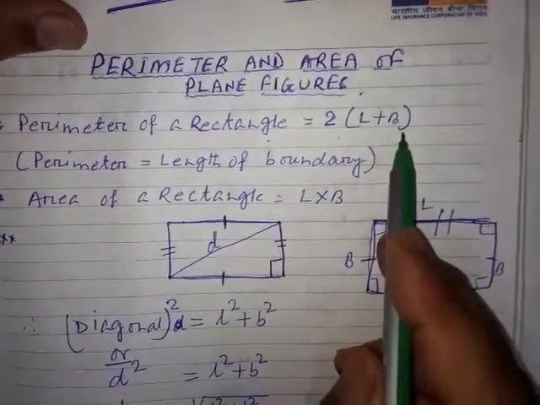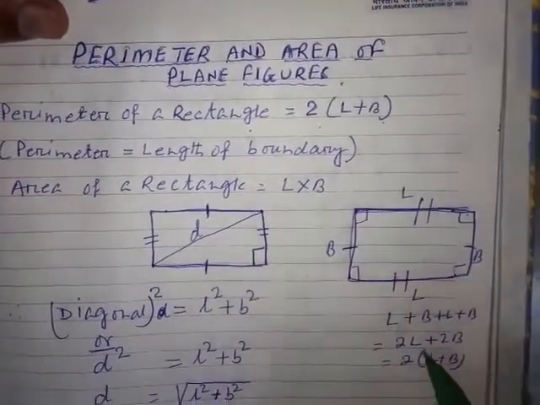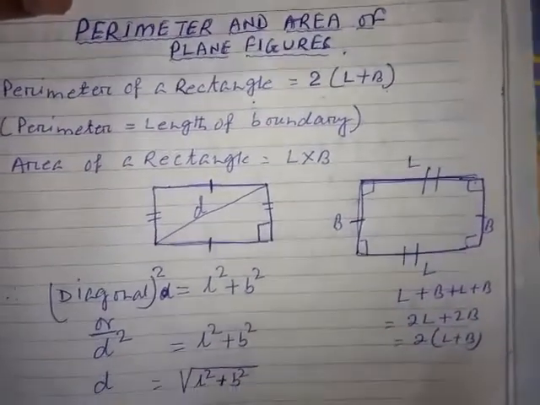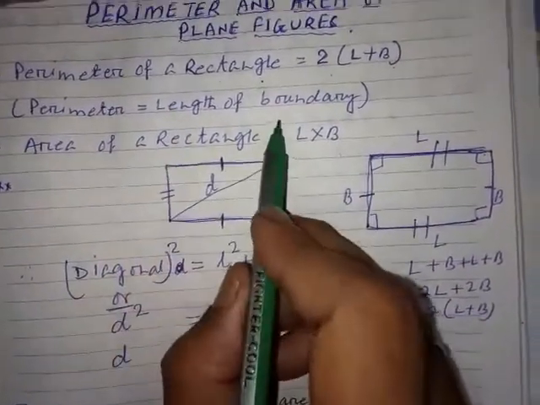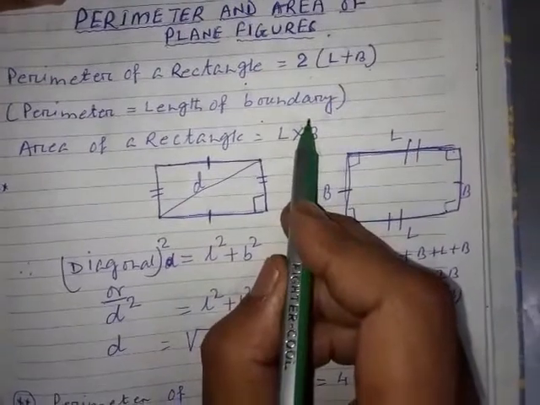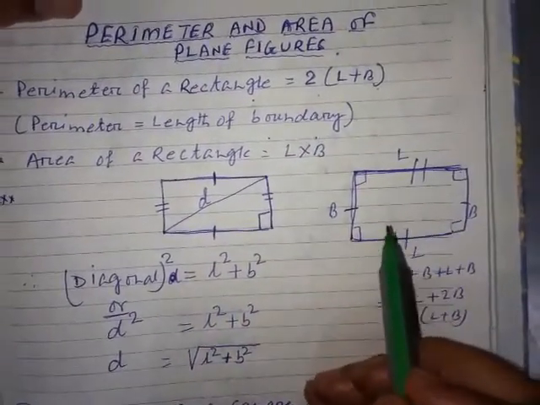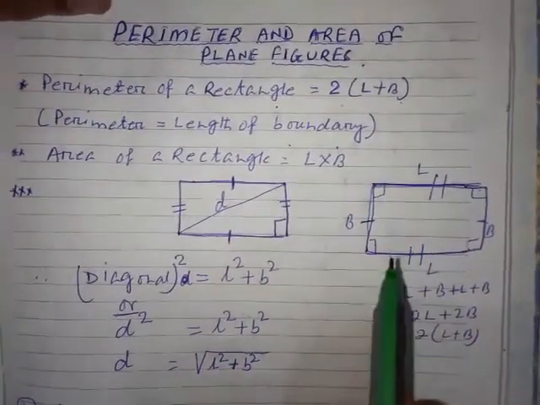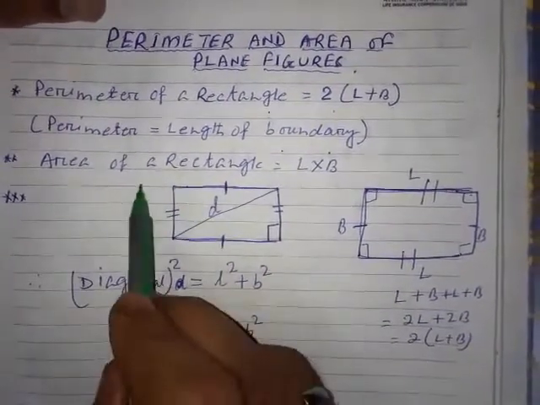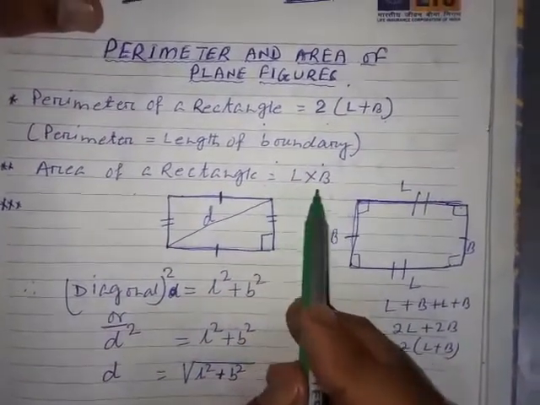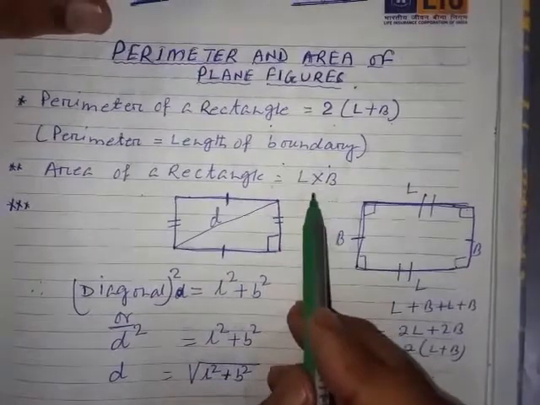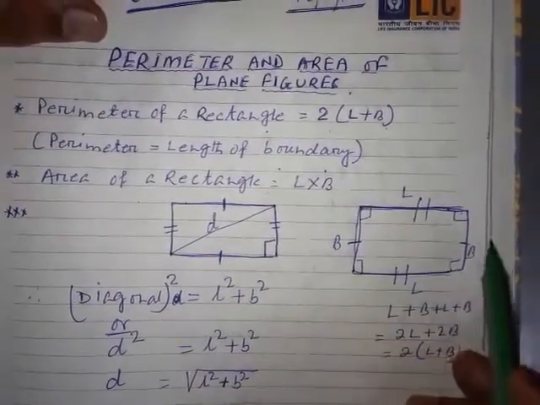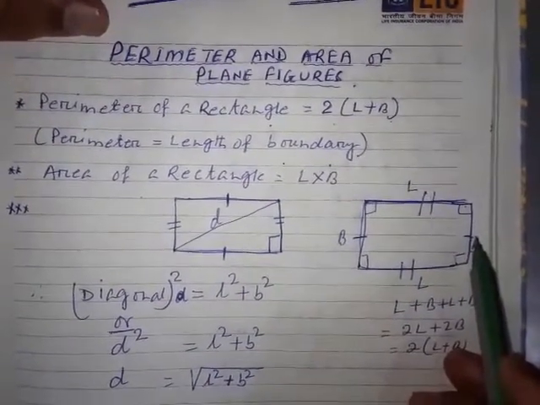How does 2 into (L plus B) come? I already explained to you. So the perimeter of anything is equal to the length of its boundary. Already I told you. Next I am going to tell you how to find the area of a rectangle. Area of a rectangle is equal to length into breadth. This all of us know.